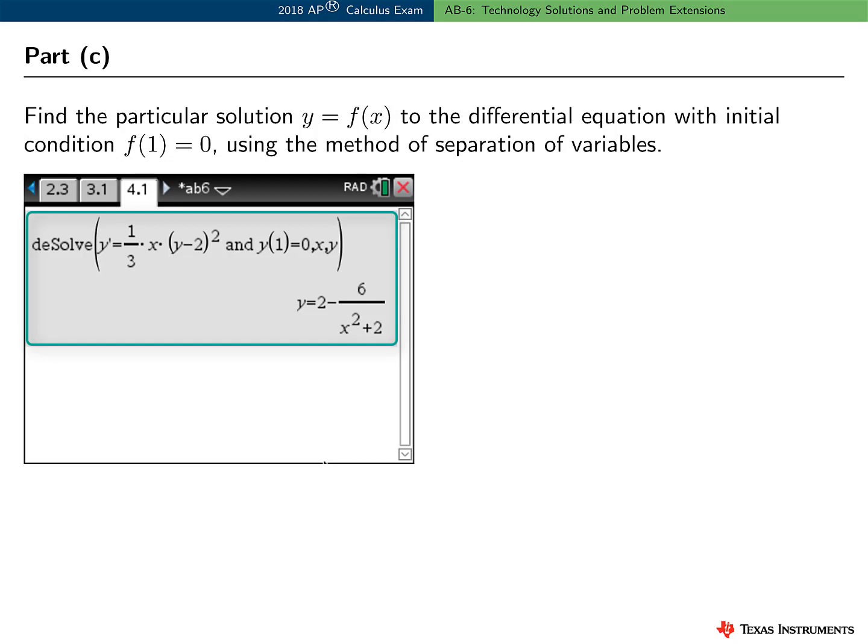However, the TI-Nspire has a built-in function to solve a differential equation. The function DE_solve can be used to produce a particular solution to a DE. The input arguments are pretty natural, and this even produces the solution in the same form as given on the scoring guidelines. That's pretty cool.